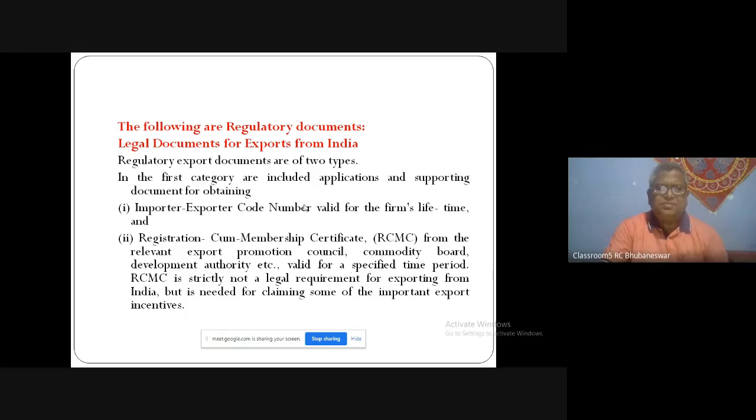One is the import and exporter code number, which is required. Another one is the registration cum membership certificate, called the RCMC, which is obtained from the promotion council, as I stated at the start of my class. RCMC is not a legal document, but somehow it is needed.